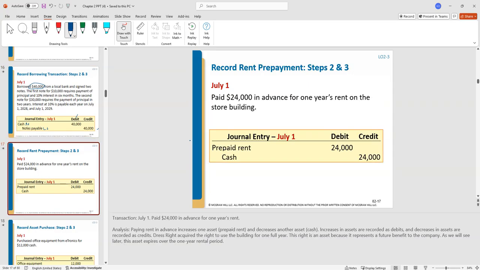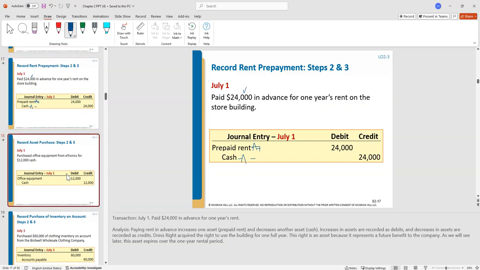All right, we're going to go a little faster on this because, again, this is intermediate. We paid $24,000 in advance for rent, right? That would be a debit to prepaid rent, that asset account. Remember I said prepaid expenses, things we pay in advance, are an asset, and we paid cash for that. So we have asset plus, asset minus 24.